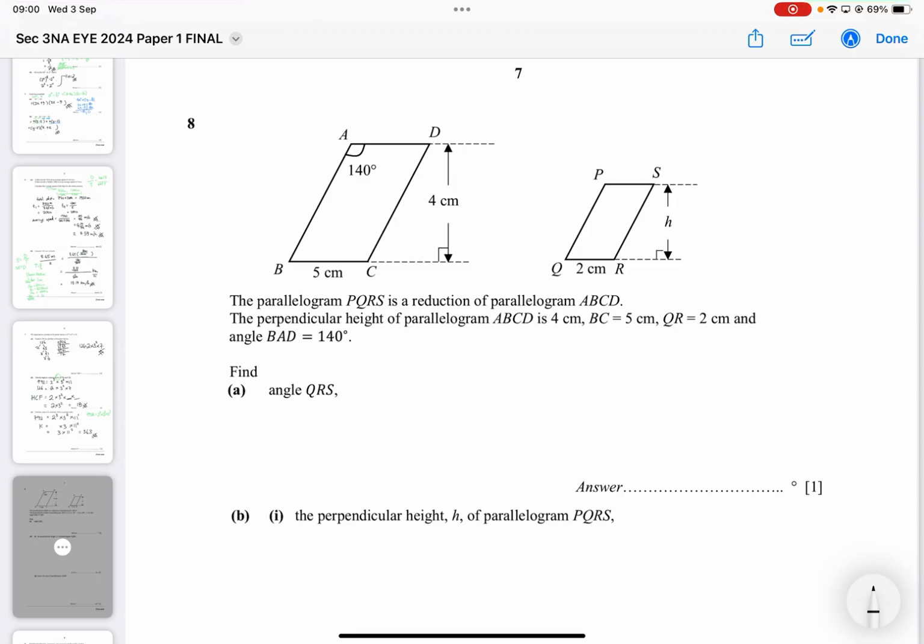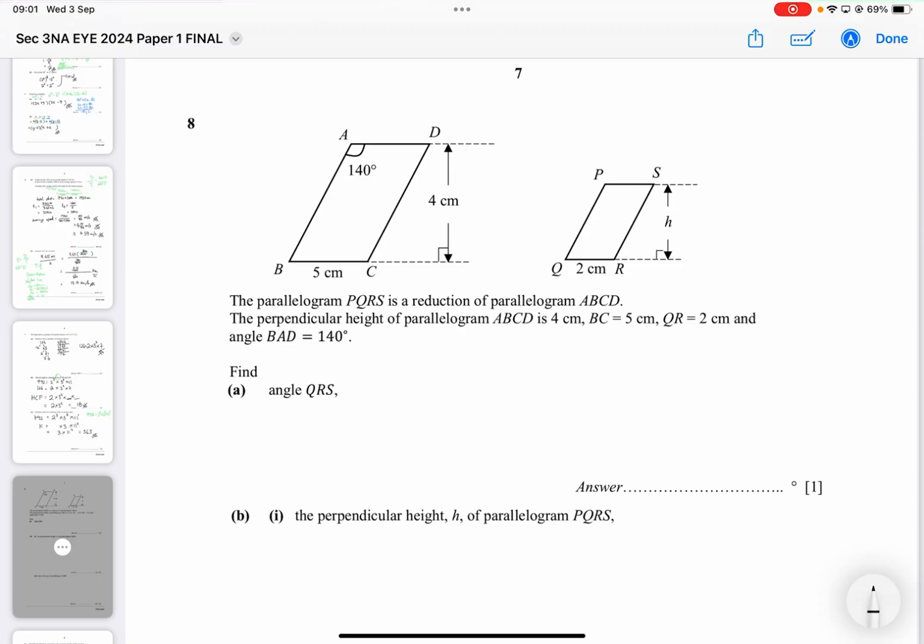PQRS, ABCD. So BC and QR. BC is the second and third letter. QR is also the second and third letter. So BC is the corresponding side of QR. So from here actually you can find the scale already. It is reduced by 2:5. 2/5.